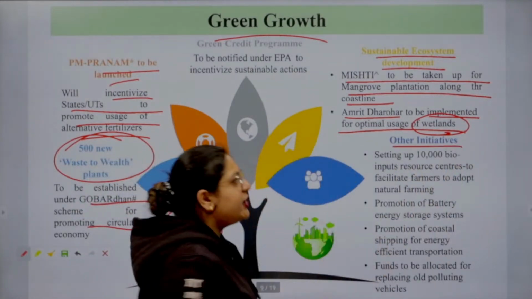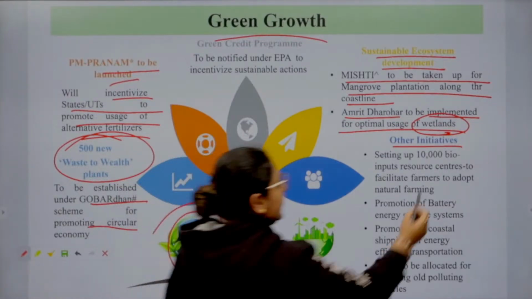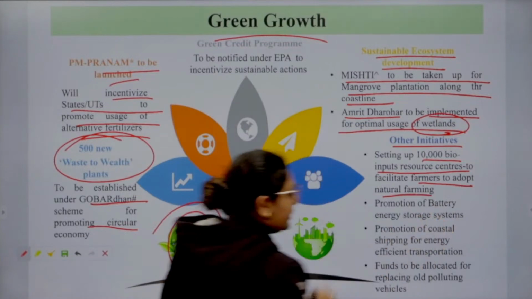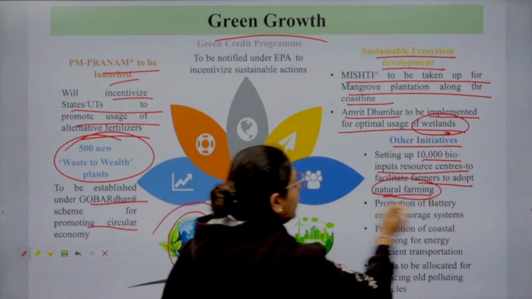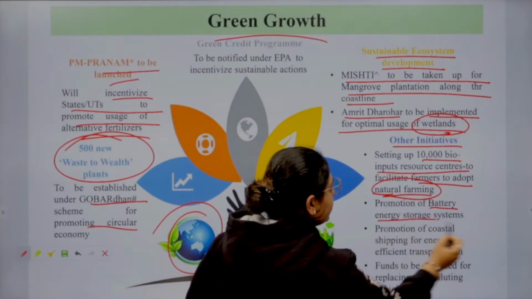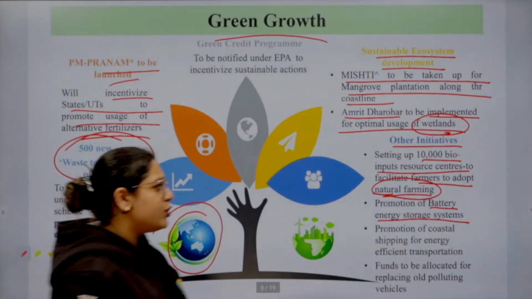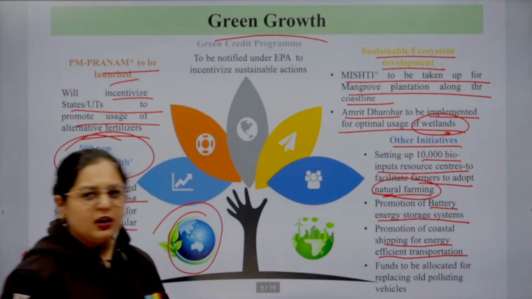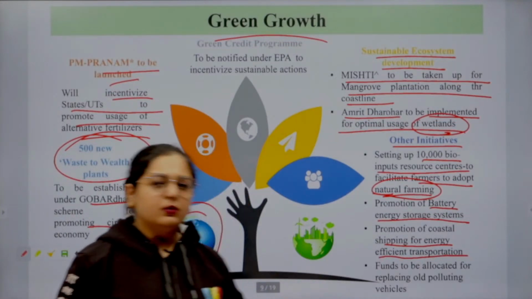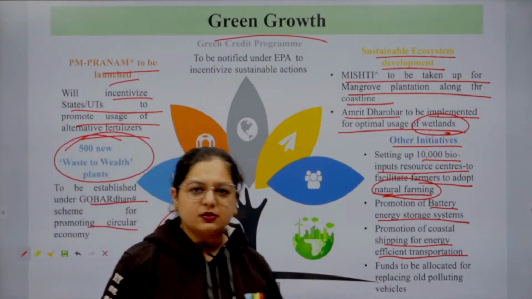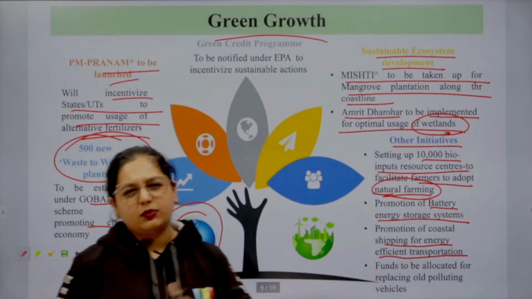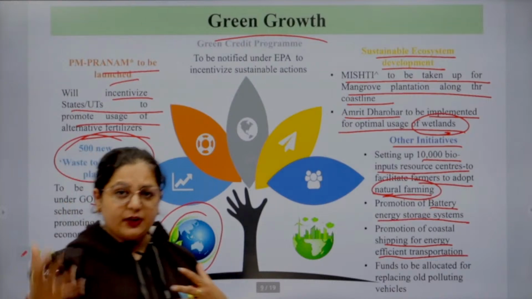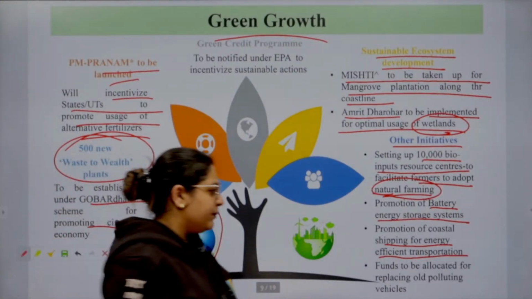There are several other initiatives taken, that is setting up 10,000 bio input resource centers to facilitate farmers to adopt natural farming, very very important. Promotion of battery and energy storage systems, and promotion of coastal shipping for efficient energy transportation. Even you know that the government is now promoting coastal shipping for energy efficiency itself, and even the shipway transportation is being promoted now.